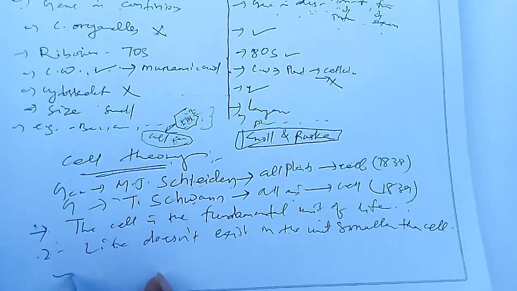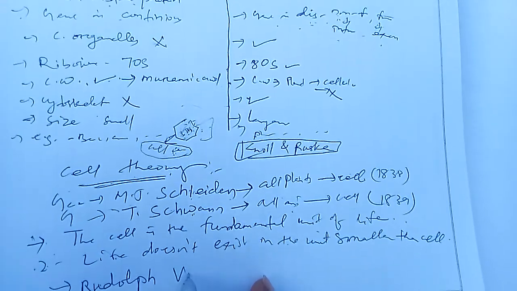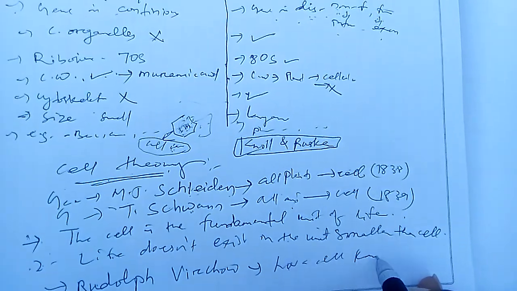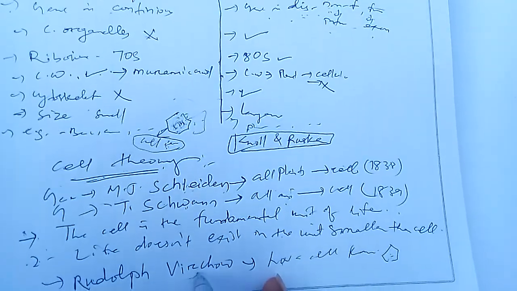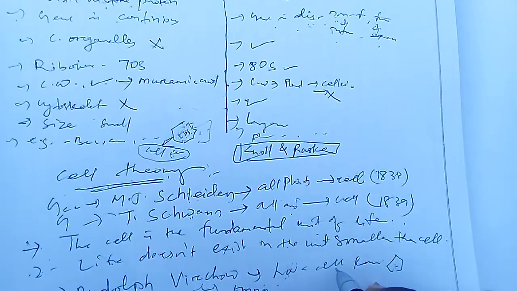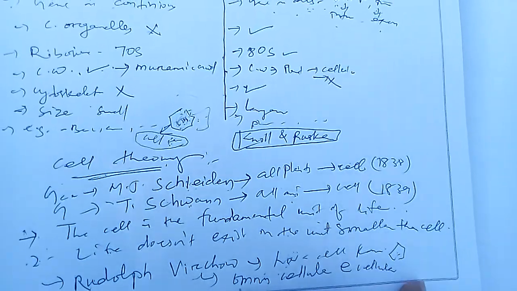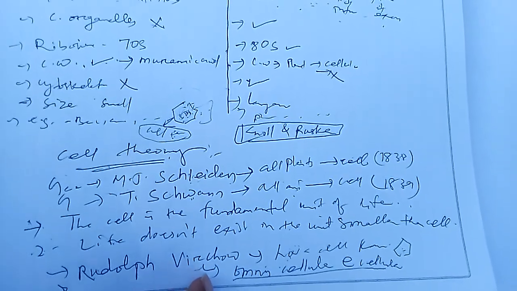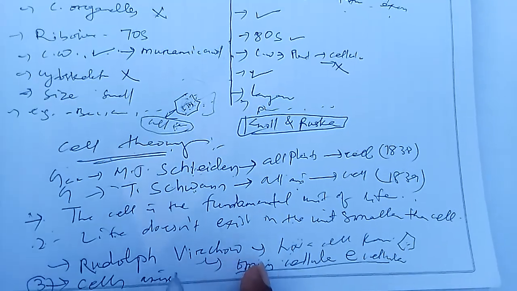After these two statements, another scientist came, whose name was Rudolf Virchow, R-U-D-O-L-F, V-I-R-C-H-O-W. Rudolf Virchow asked a question: how does a cell come about? Answering this question, in his native language he said, omnis cellula e cellula. If you translate this into English, it means that cells arise from a pre-existing cell.